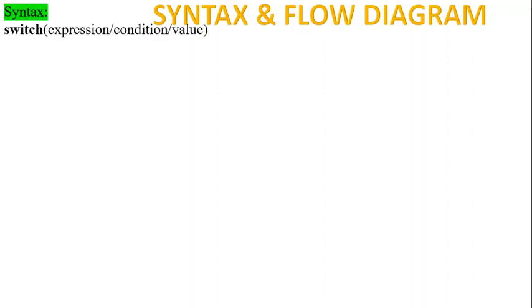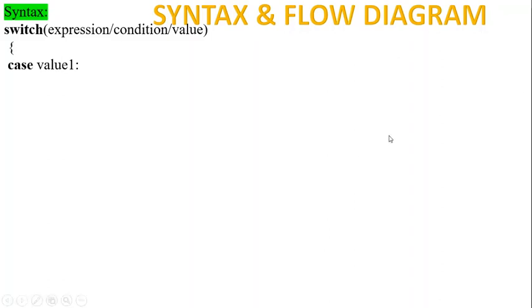Syntax. Switch is the keyword. You need to write switch. In the open bracket you write an expression, or it may be a condition, or it may be a value. After switch, use the flower bracket, then case, space, value 1. You have to maintain space between case and value. After the value, you use the colon symbol.